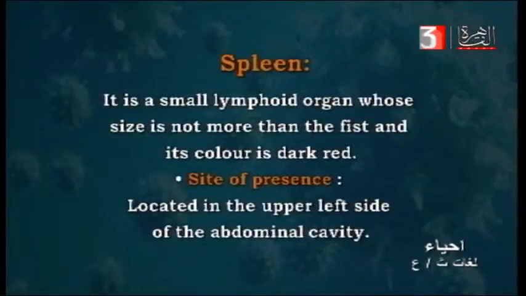What is the spleen? It is a small lymphoid organ whose size is not more than a fist and its color is dark red. Site of presence: located in the upper left side of the abdominal cavity, behind the stomach.